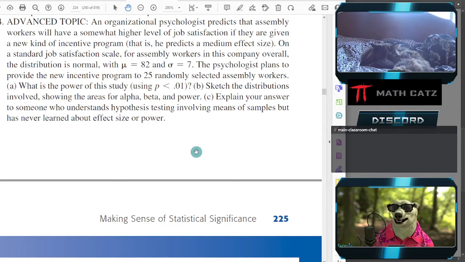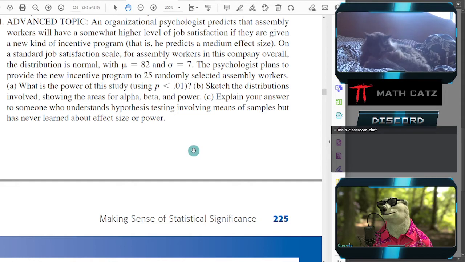Then we can go through it again and see what this is asking, what do we do here? This is the question on power. An organizational psychologist predicts that assembly workers will have a somewhat higher level of job satisfaction if they are given a new kind of incentive program. That is, he predicts a medium effect size.